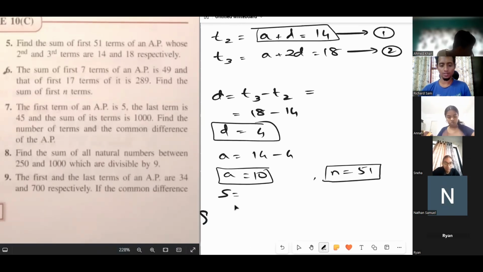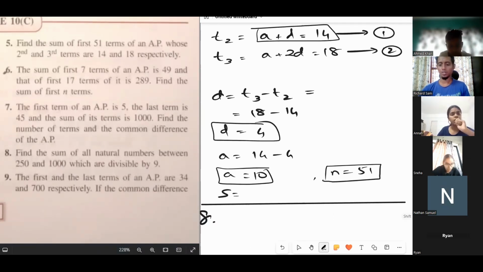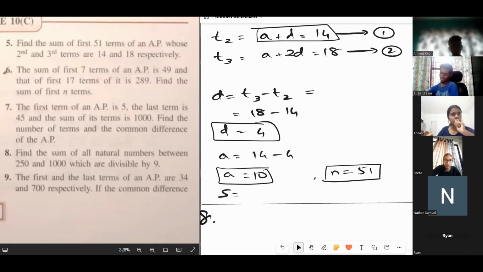Next is question 8. Similar to what we did yesterday. So try to recall what we did and do the same way.